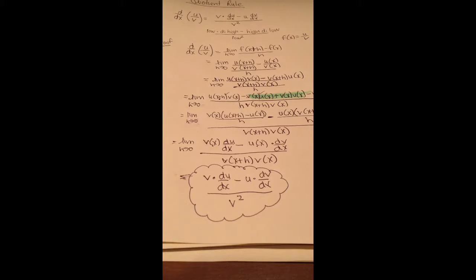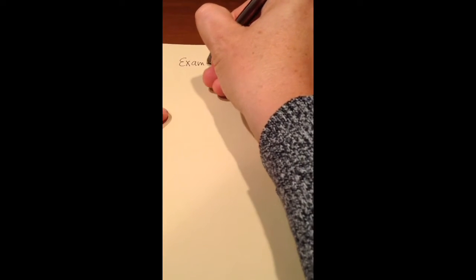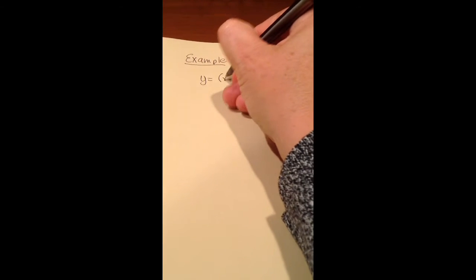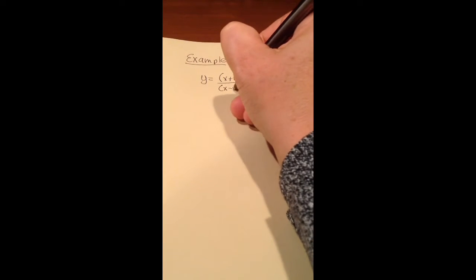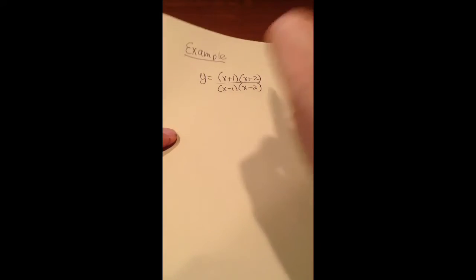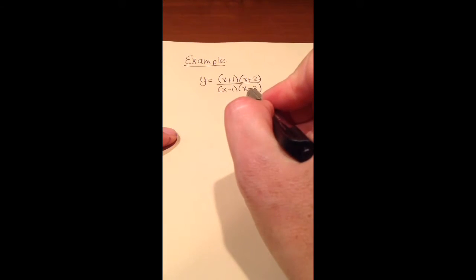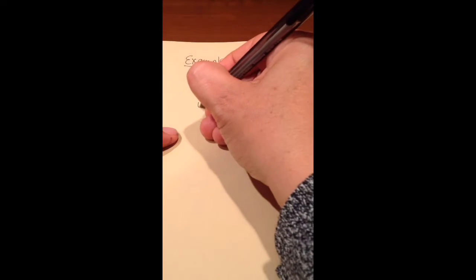Okay, so now what I'd like to do is pick a problem that involves the quotient formula. So let's do an example. We're going to pick a relatively complicated example to start with. I've got x plus 1 times x plus 2 over x minus 1 times x minus 2. This could be really tricky because this has a product rule. So I'd have to use the product rule twice and then use the quotient rule.